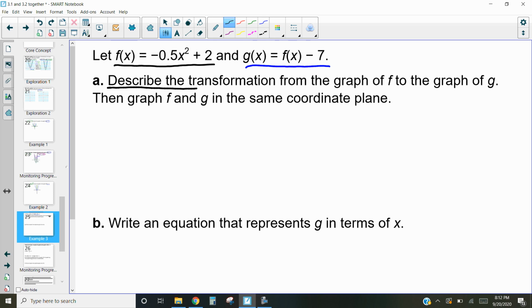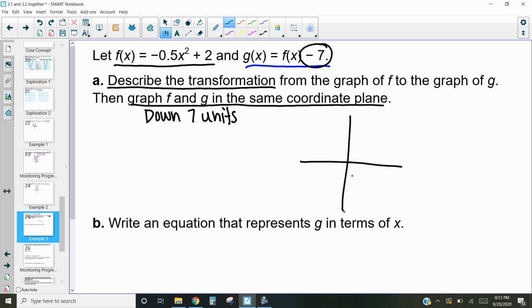So when it asks us to describe the transformation, what they want us to do is describe what happened to it. Where did it go? So our transformation, this minus 7 is our transformation. And it means that it moved down 7 units. Right? So then when we graph f and g in the same coordinate plane, what that means is I'm going to graph a rough sketch.